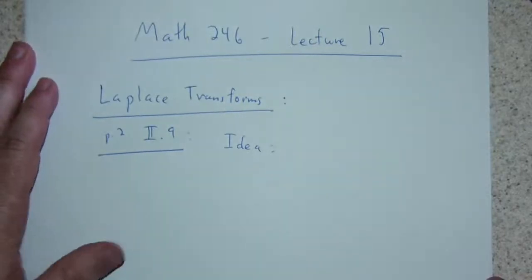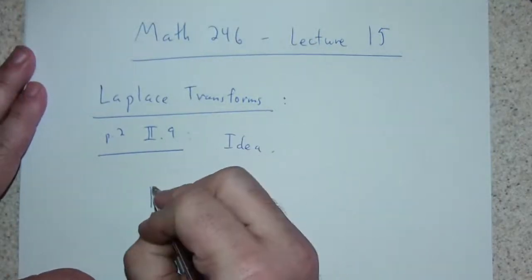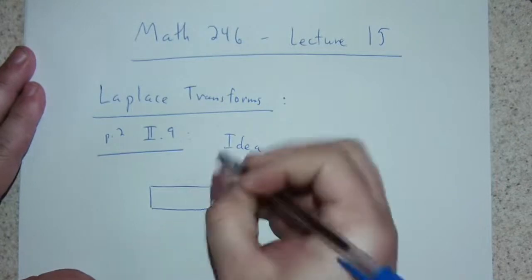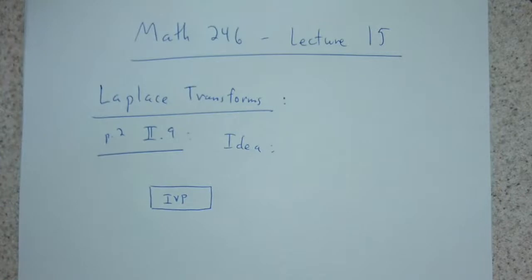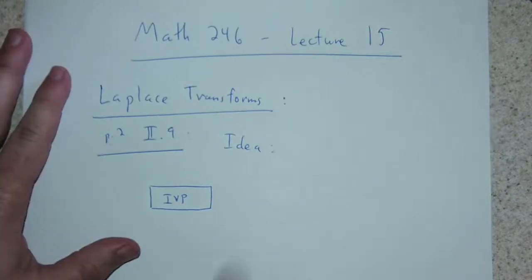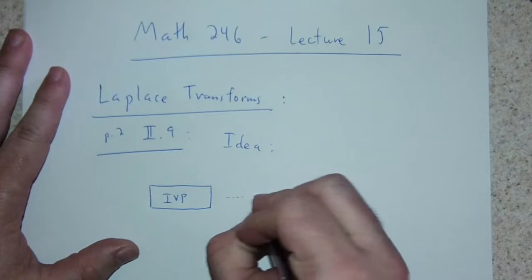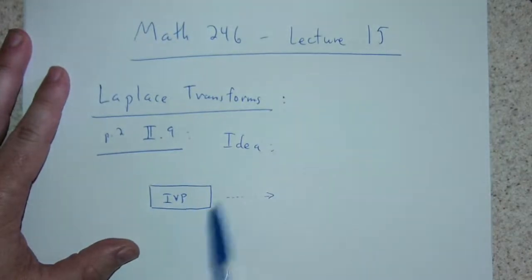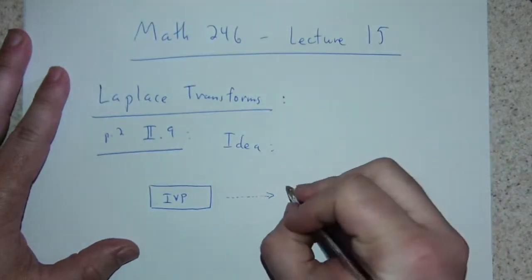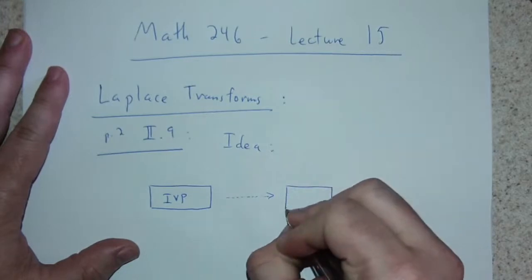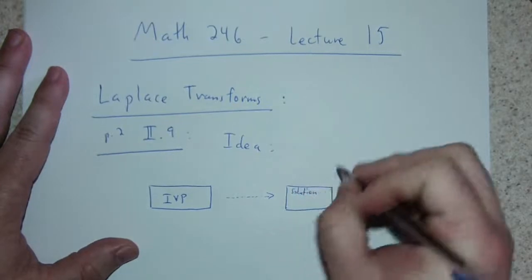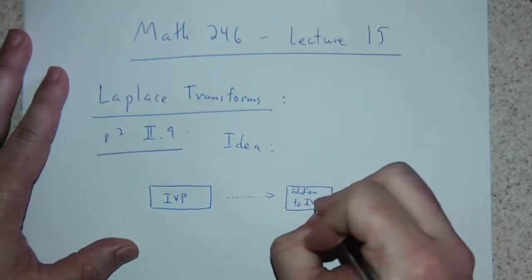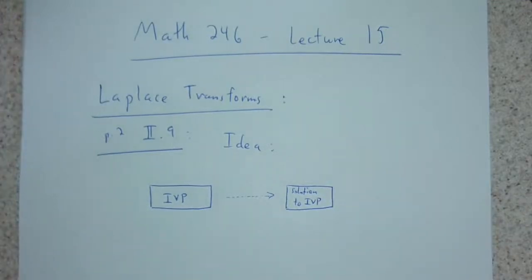So what is the idea behind Laplace transforms? The idea is that I have an initial value problem, an IVP. What I want is to be given an IVP and then be able to solve for the unknown function that solves the IVP, so a solution to the IVP. This is obviously what I want.